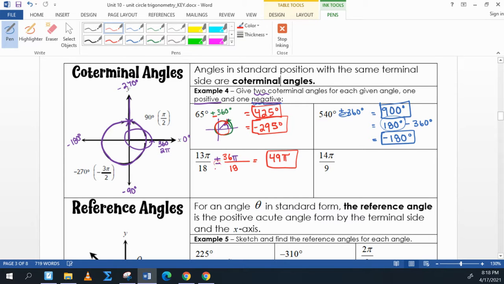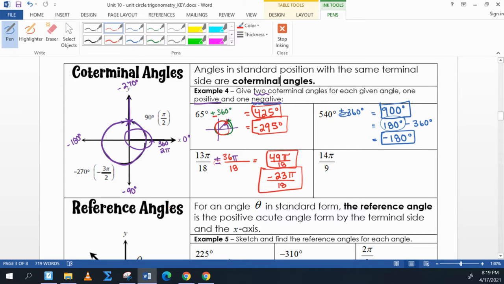Then you're also going to subtract it. 13 subtract 36 is negative 23. Oops, I'm going to fix this. This is all over 18. That was my bad. So you add them, but you keep the common denominator. This one is negative 23 pi over 18 as well. So there are two fractions right there as your answer.